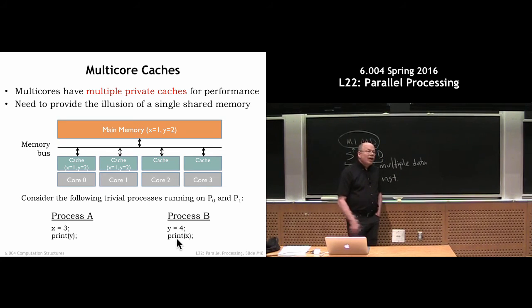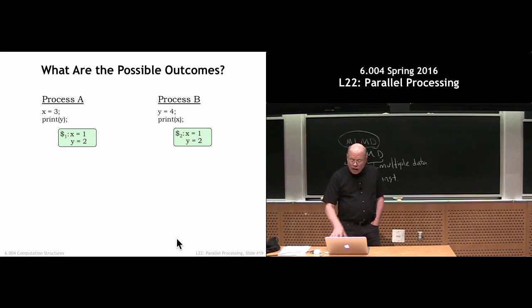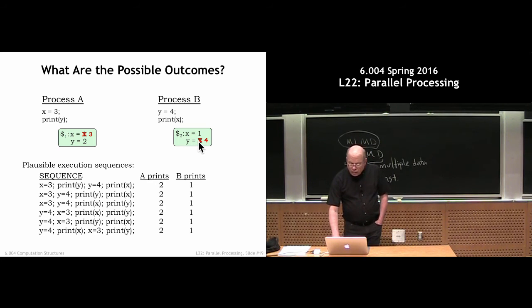Okay, so how does this work? Let's just follow along with what happens here. What are the possible outcomes? Well, these 4 instructions might be executed in any interleaved order. Process A will be modifying the x variable, and process B will be modifying the y variable, and the modifications happen after the first statement, and then a bunch of prints happen.